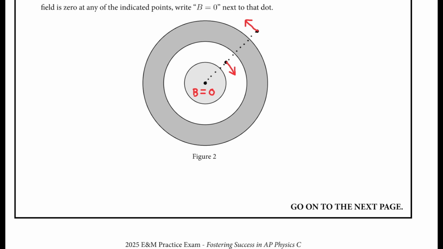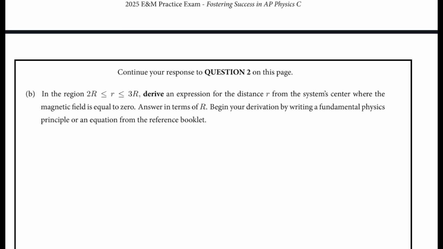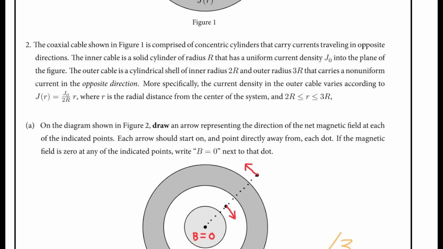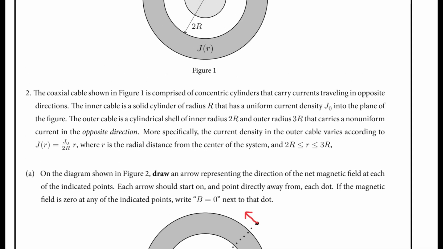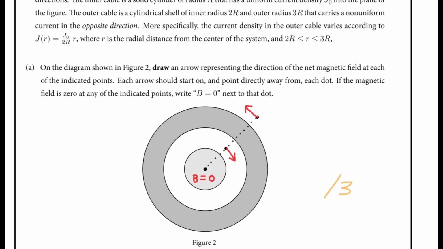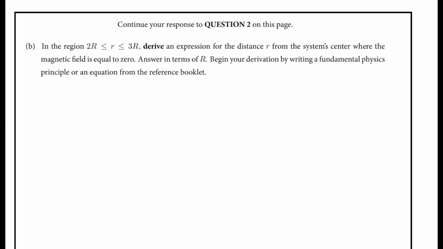So that's out of 3. Next, in the region 2R to 3R, derive an expression for the distance where the magnetic field is equal to 0. So there is exactly 1 spot between the 2 inside this shell where the field is equal to 0. So we've got to figure out what that magic place is where we exactly cancel out the current. So derive an expression for the distance from the center where it's equal to 0.